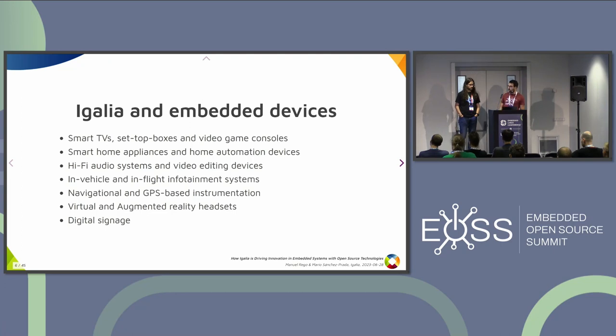So yeah, Igalia has an impact on many of these embedded devices through our work, and we have been working on many different things. Here's a list, because you can imagine there are a lot of embedded devices, like smart TVs, smart home appliances like cooking machines, audio systems or infotainment systems on cars, planes, things like that, GPS, I mean, there are many, many. Then these virtual reality headsets that are getting very popular, and even digital signage, like kiosk mode things and the like.